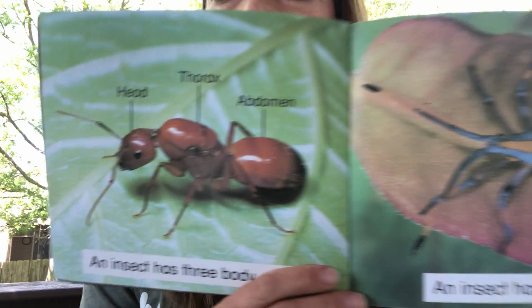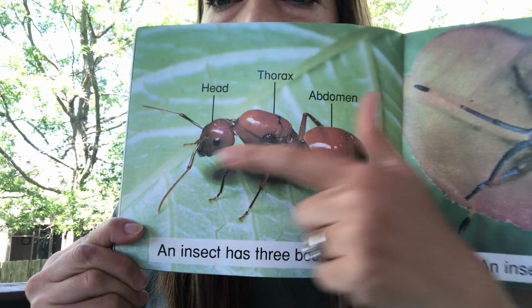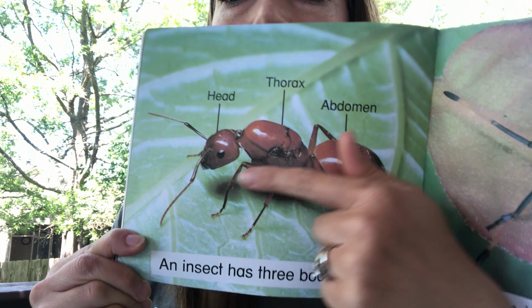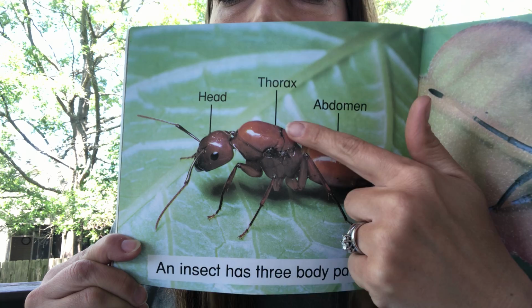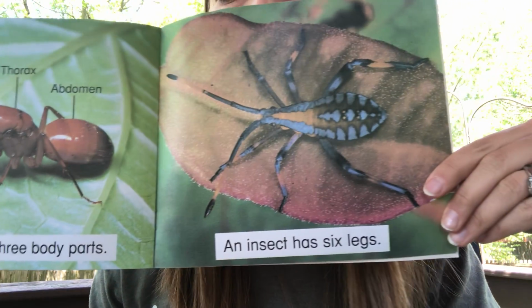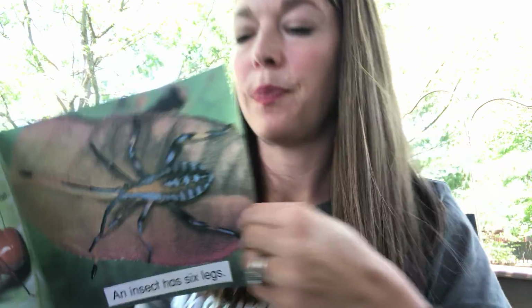So as a review, you can see that an insect has 3 body parts. It has the head, the thorax, and the abdomen. You can see beautifully the 6 legs and the 2 very long antennae. An insect has 6 legs, as we have mentioned.